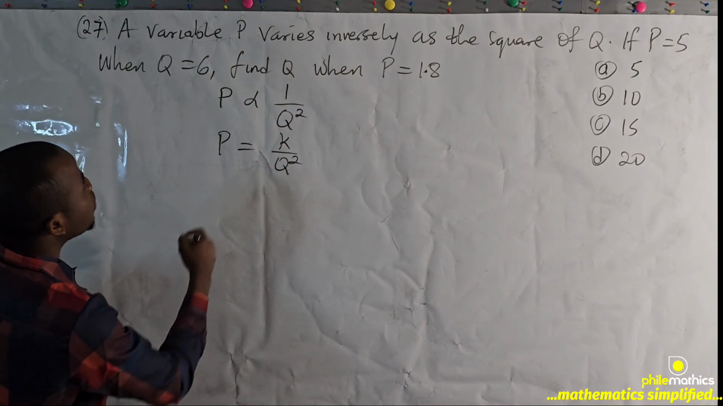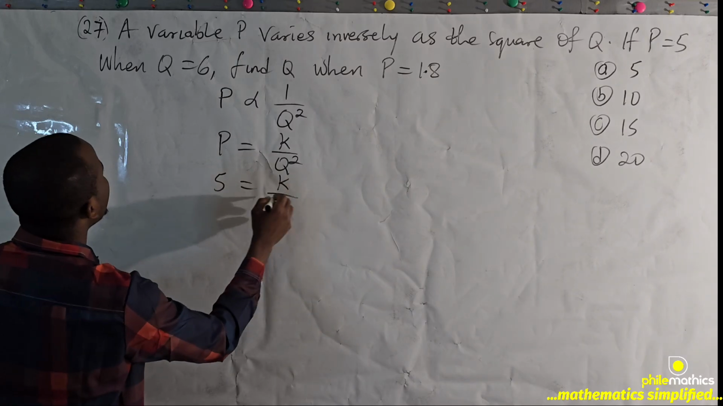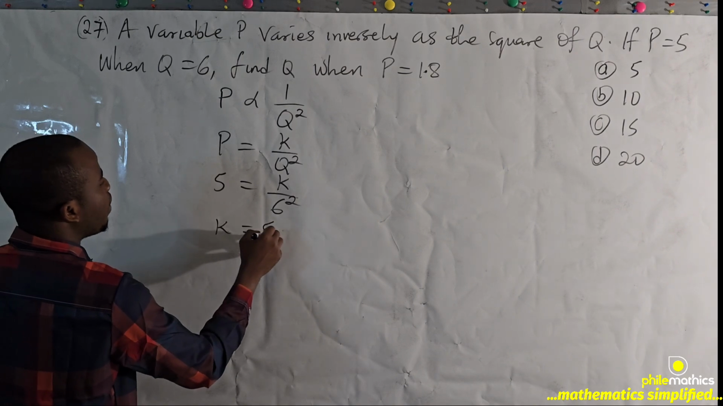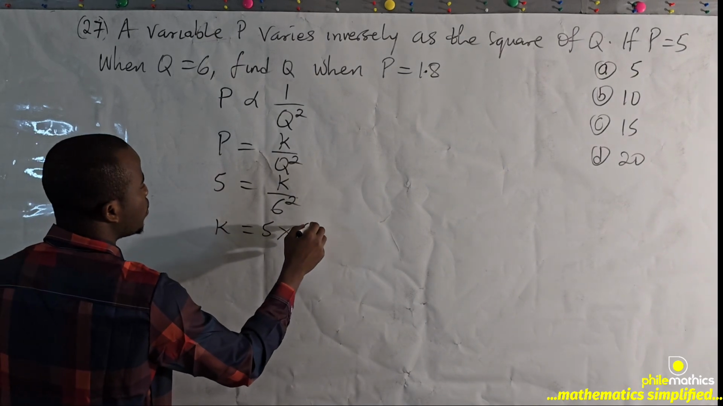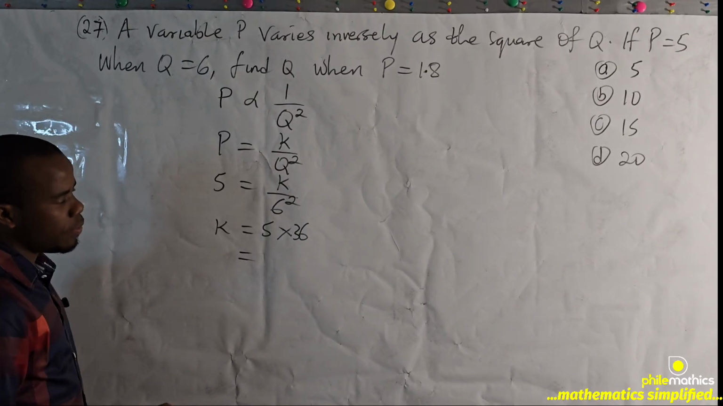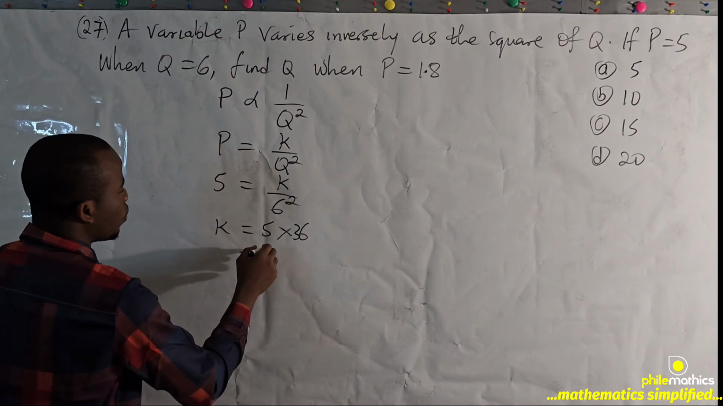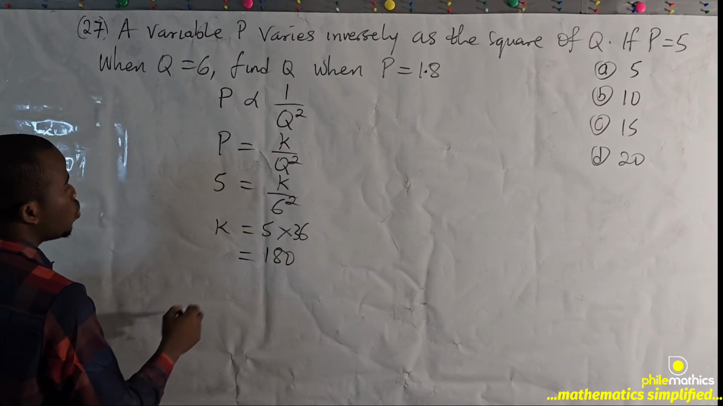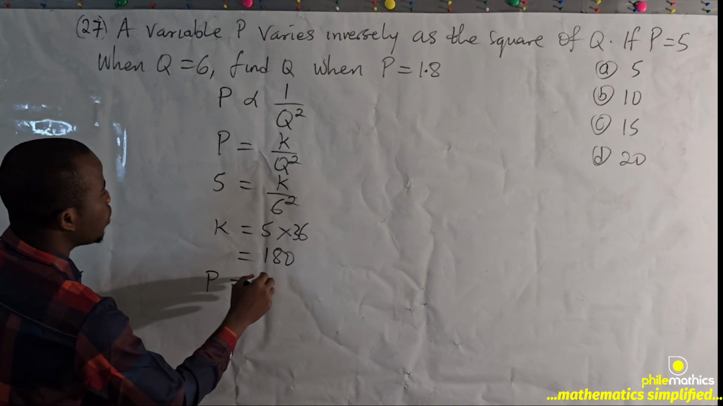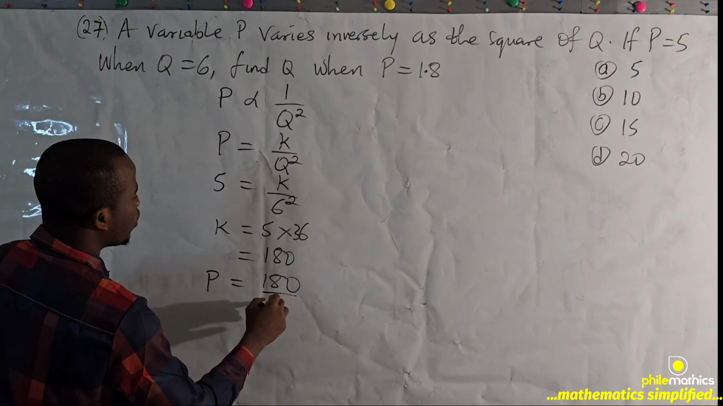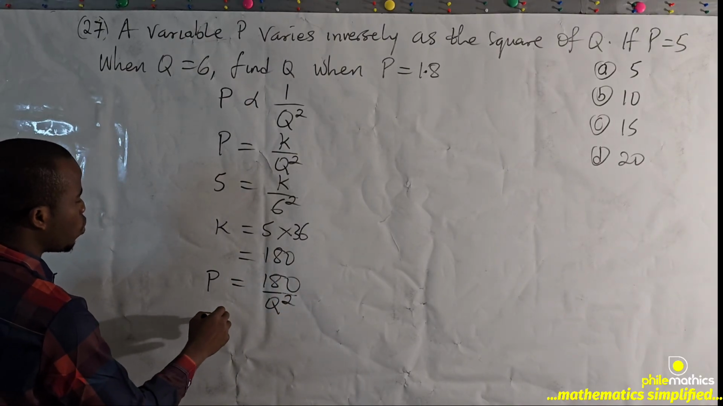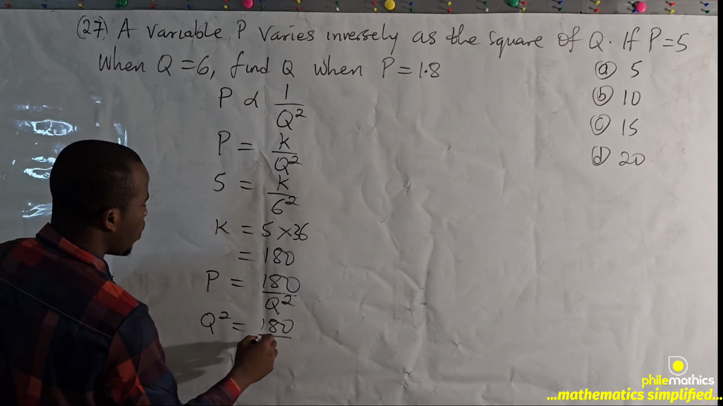We are told that P is 5 and Q is 6 squared. So our K will be 5 times 6 squared, which is 36. And 5 times 36: 5 times 30 is 150, 5 times 6 is 30. So K is 180. So we are asked to look for Q. P equals 180 over Q squared when P is 1.8. So Q squared will be 180 over 1.8.